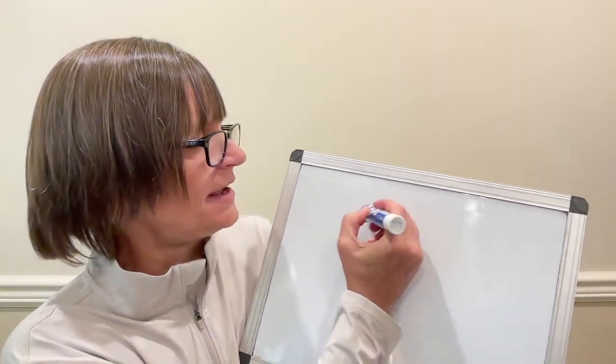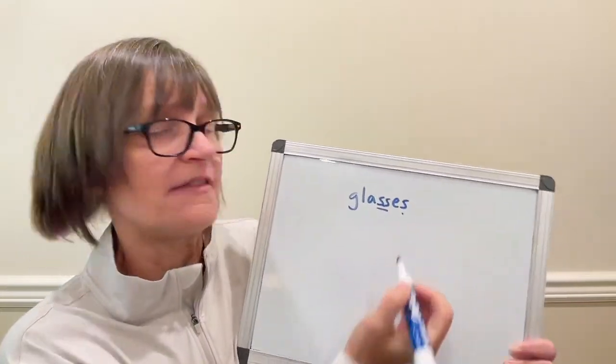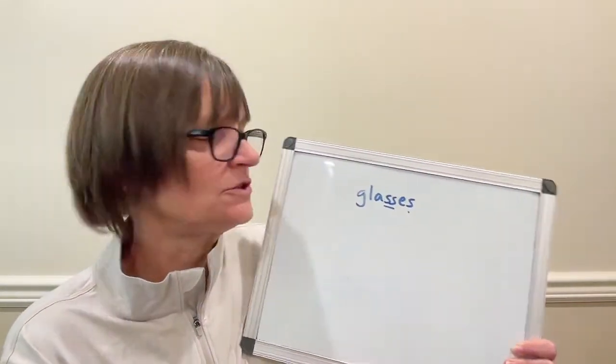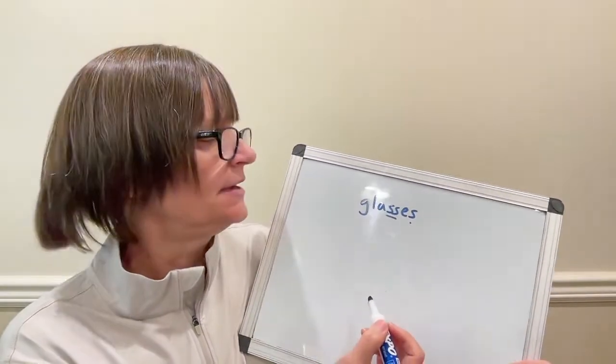We have a question about clusters of S's, so mastering SS. Are you talking about words like glasses, where you have two S's and then another Z sound at the end? Or are you talking about when there's just two S's, like glass or class?